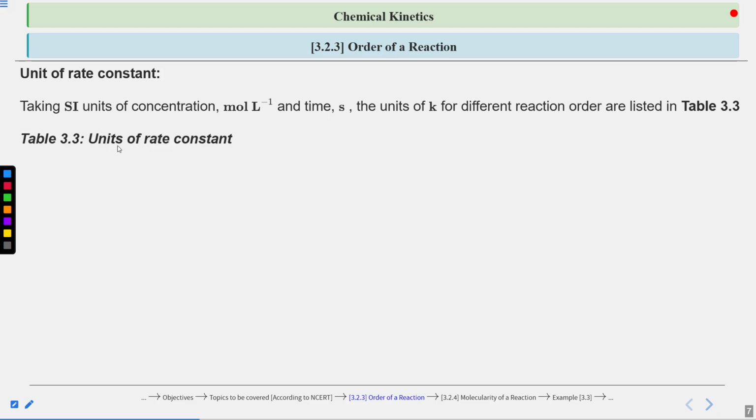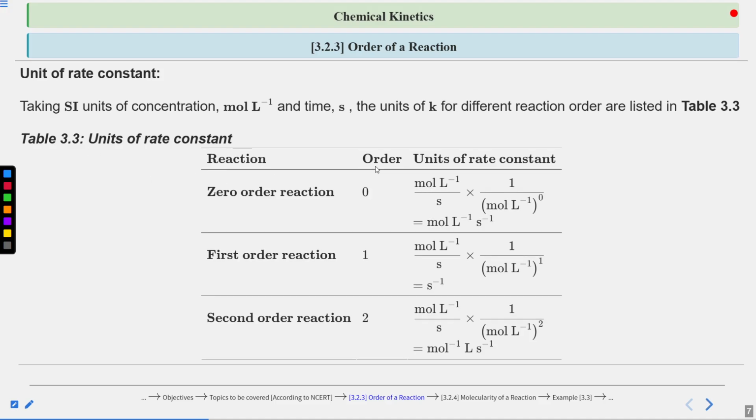So let's see table 3.3 marked in the above point, which is for the units of rate constant. We have three columns. The first column has the reaction, the second column has the order, and the third column has the units of rate constant. The first reaction is a zero order reaction, and the order for this reaction is 0. The units of rate constant will be mole liter inverse per second multiplied by 1 upon mole liter inverse whole to the power 0.